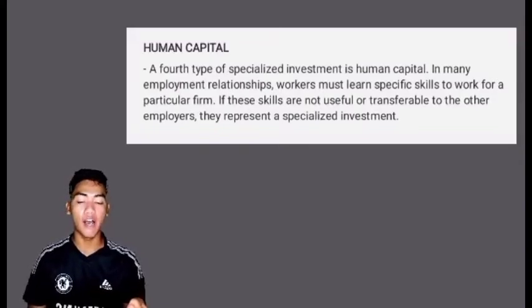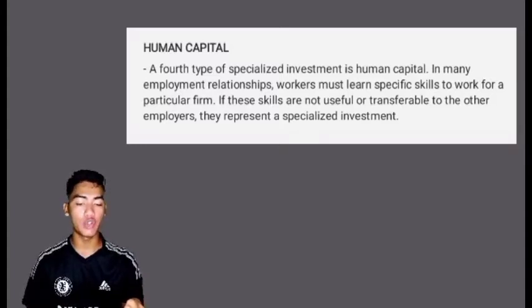Human capital. A fourth type of specialized investment is human capital. In many employment relationships, workers must learn specific skills to work for a particular firm. If these skills are not useful or transferable to other employers, they represent a specialized investment.